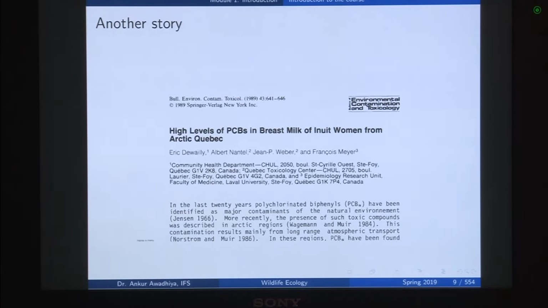Now, this is a paper which says high levels of PCBs in breast milk of Inuit women from Arctic Quebec. Now, PCBs are polychlorinated biphenyls. These are chemicals that are added to a number of plastics, and Inuit women refers to women who have an Eskimo lifestyle. Quebec is a place in Canada. So, there are some Eskimo women living in the Arctic region of Canada, and when their breast milk was analyzed, it was found that it had a very high concentration of polychlorinated biphenyl.